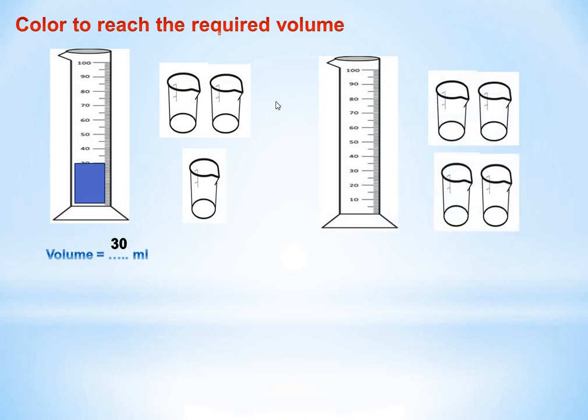This graduated cylinder, we pour 4 cups. Each one is what? Each one is 10 milliliters. If we pour these 4 cups, 10 plus 10 plus 10 plus 10, it will be what? We will color up to 40 milliliters. The volume of this liquid is 40 milliliters.